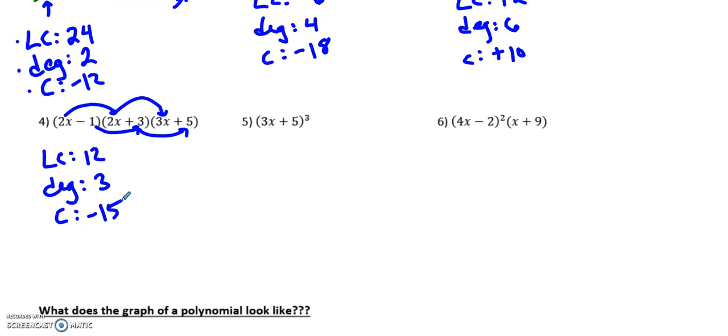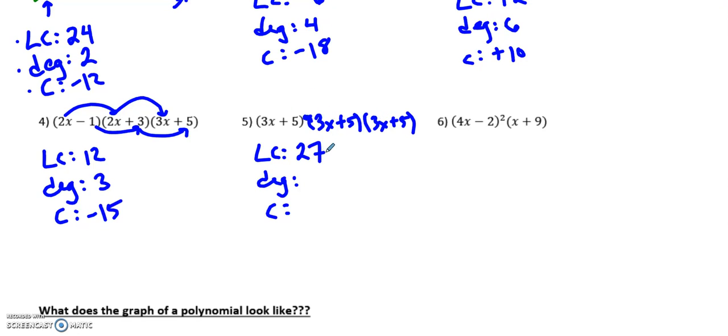When I get to number 5, I have to realize that a third power just means I have another 3x plus 5 and another 3x plus 5. So when I think about the leading coefficient, the degree, and the constant, the leading coefficient is going to be 3 times 3 times 3, which is 27. The degree is going to be x to the third. And the constant is 5 times 5 times 5, which is 125.